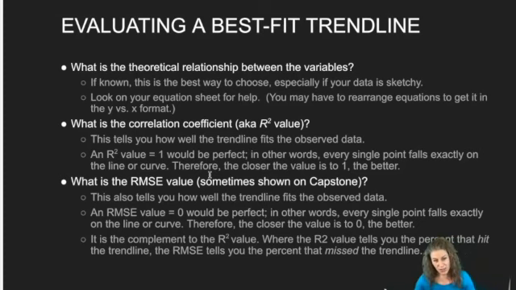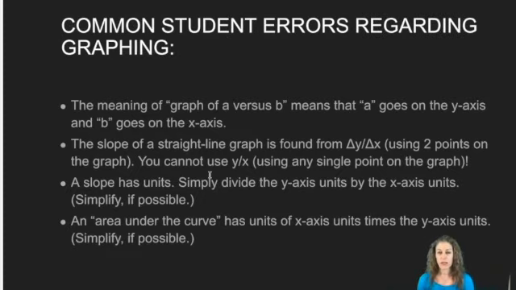So they're opposites. So some common student errors regarding graphing. I bring these up to highlight things that you may do wrong so you can be proactive and avoid these. So when I give you a statement and it says this is a graph of A versus B, that's telling you that A goes on the y-axis and B goes on the x. It's always stated y versus x.